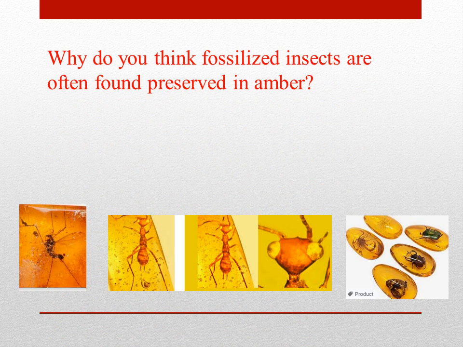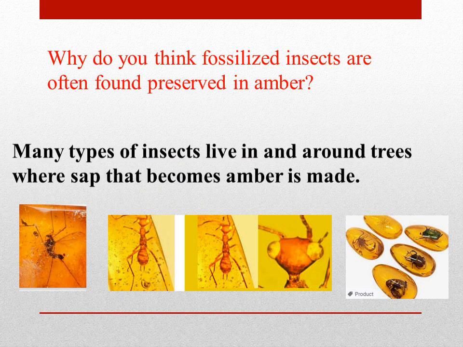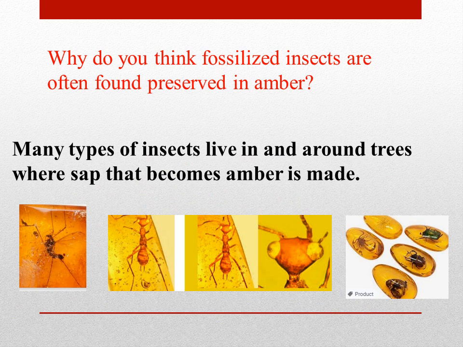Why do you think fossilized insects are often found preserved in amber? Excellent. Many types of insects live in and around trees, where sap that becomes amber is made.